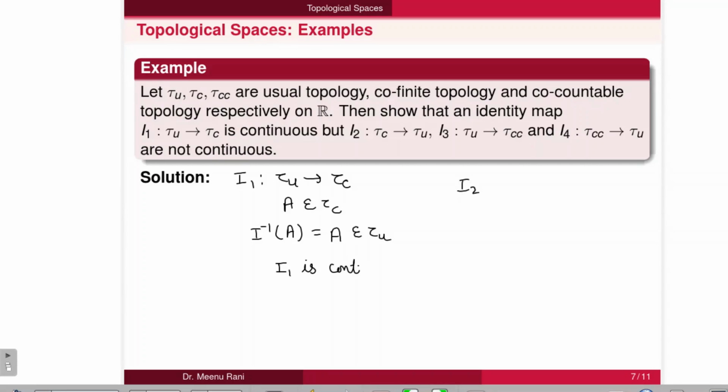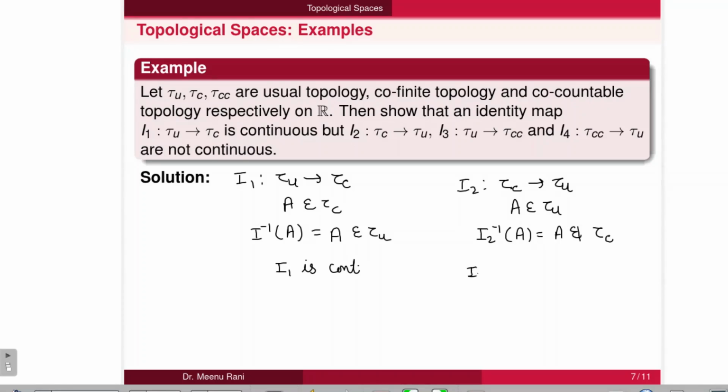So if we take I2, it is from tau c to tau u, and we have already studied that the open set in usual topology need not be open in the co-finite topological space. So if we take any set A which is open in the usual topology and take inverse image of it, then it is A, so does not belong to tau C, because A is an arbitrary open set here, so it may or may not belong to the co-finite topology. So we cannot say that I2 is a continuous mapping here.